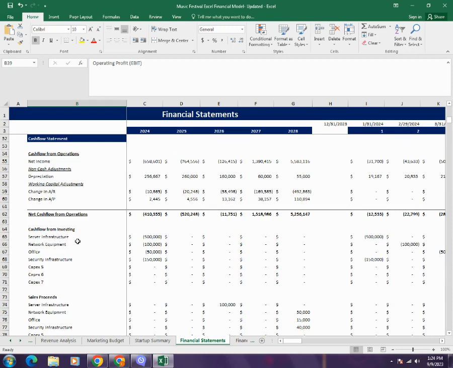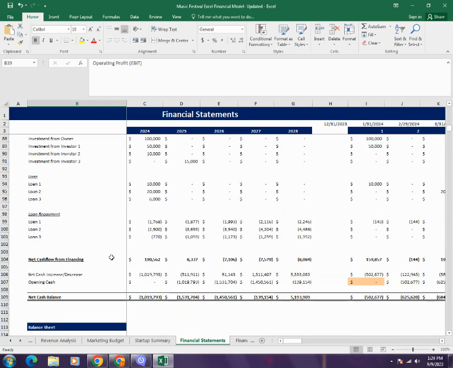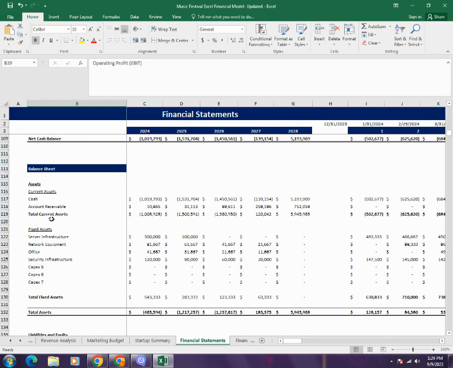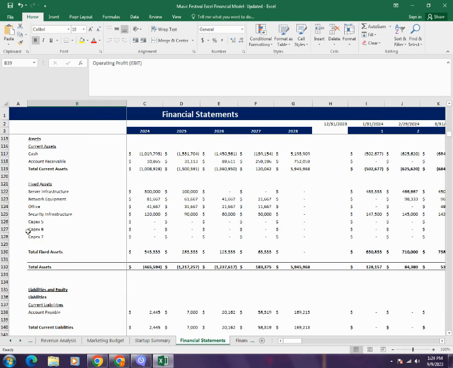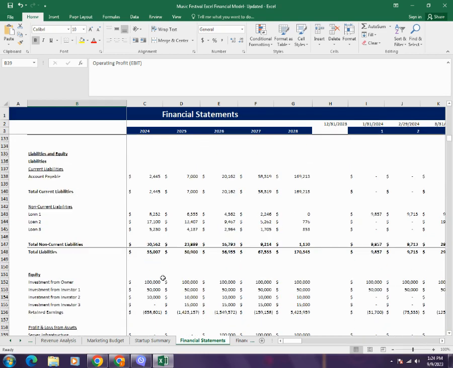Then comes the cash flow statement, which tells you about the cash inflows and outflows of the company from its operating, investing, and financing activities. These are also based on 5 years, monthly and yearly basis. Then comes the balance sheet, which tells you about the total assets and compares them with the company's total liabilities and equity, which tells you about the company's financial position.